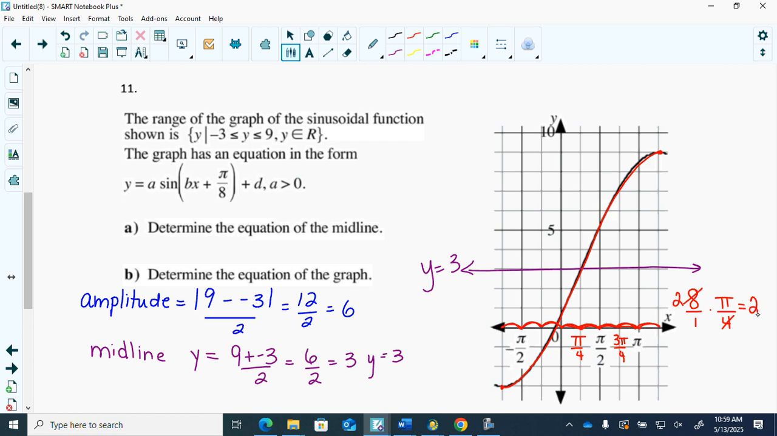2 pi. What's the catch with that 2 pi though? That's from a min to a max. So what is that? That's half the period, correct? So what's the full period? 4 pi.